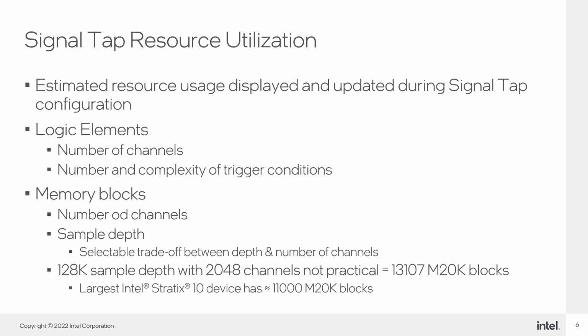It's helpful to look in a bit more detail about how device resources are consumed by the logic analyzer. Signal Tap uses device logic elements and memory block resources for its implementation. However the logic analyzer is configured, it must fit in the device along with the main design being tested. The amount of logic required is based on the number of signals, or channels, monitored as well as the number and complexity of the trigger conditions. The amount of memory used is determined by the number of monitored channels as well as the sample depth, meaning how many samples are captured and stored in the memory buffer for each channel.